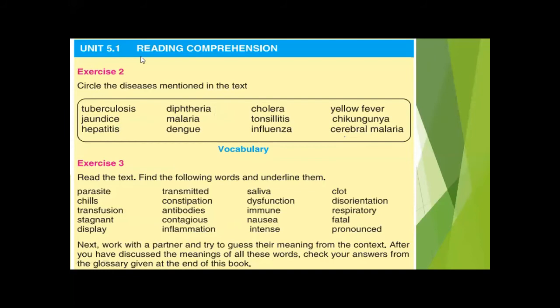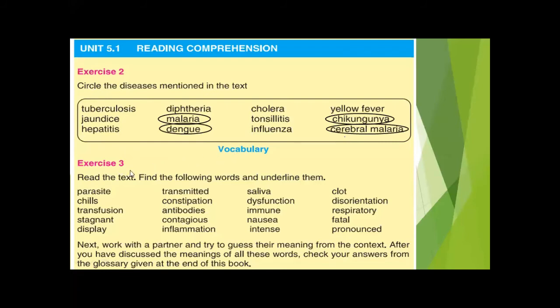Now in exercise 2, circle the diseases mentioned in the text that is present in unit 5.1. There are 12 diseases mentioned there, but you have to find those diseases which are mentioned in your text. So let's see how many diseases there are. Malaria, dengue, chikungunya, and cerebral malaria. Cerebral malaria is also the severe condition of malaria, okay? That is the neurological condition.